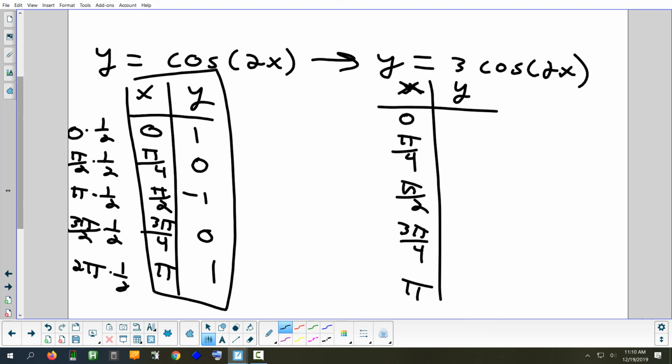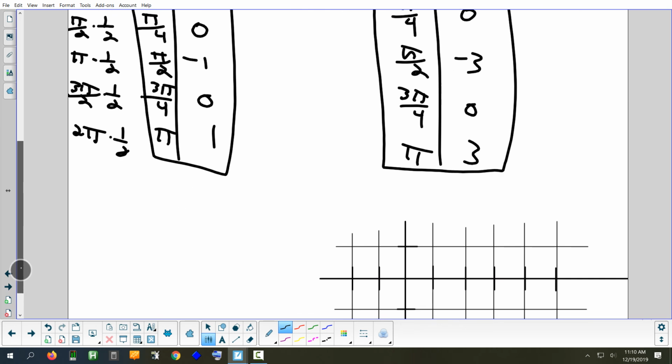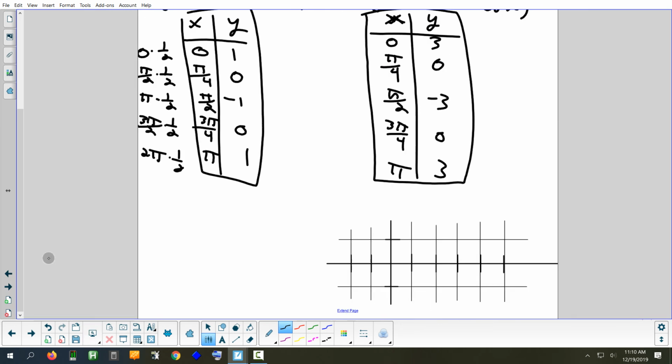And Emily, what am I going to do to all my old y values to get the new ones? Yep. So can you tell me my final y values? 3, 0, negative 3, 0, 3. Yep. There you go. So 10 points for the numbers in that table. And now a point if we get the sketch.